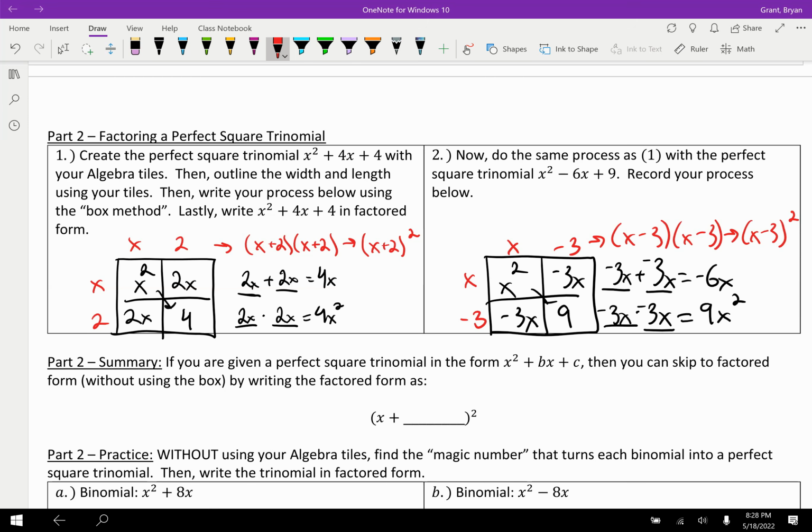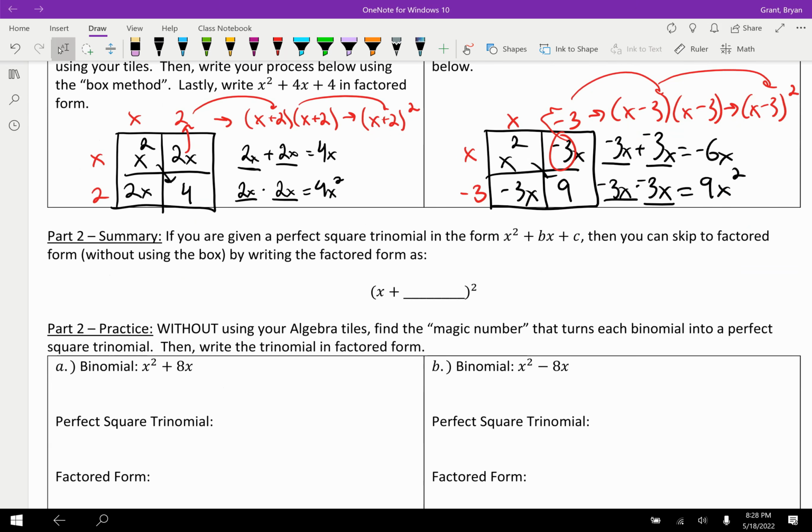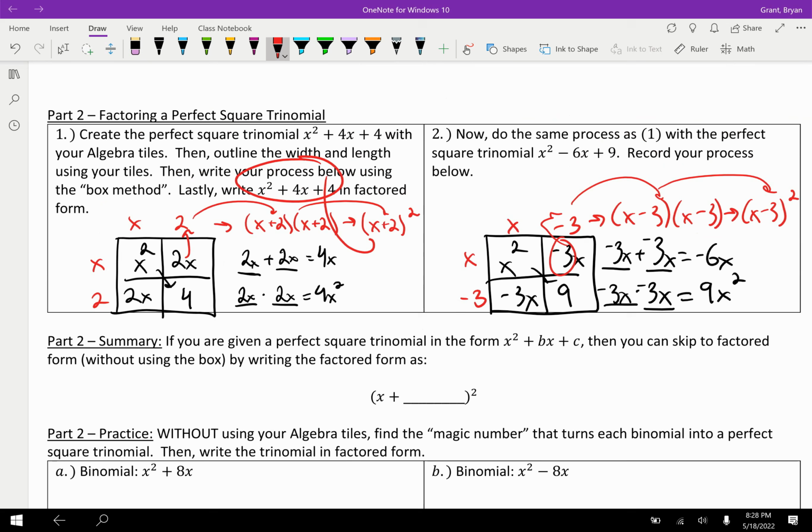Now, take a look at what we've done here. You split the x's in half. We took half of the b to get these guys. We split the x's in half, and that half stayed all the way through, stayed here, stayed at the end. So if you're actually given a perfect square trinomial, and you know it's a perfect square trinomial, which you will, once you've completed the square, then you can actually skip to the factored form. You could go straight from here to the answer and skip all this stuff in the middle.